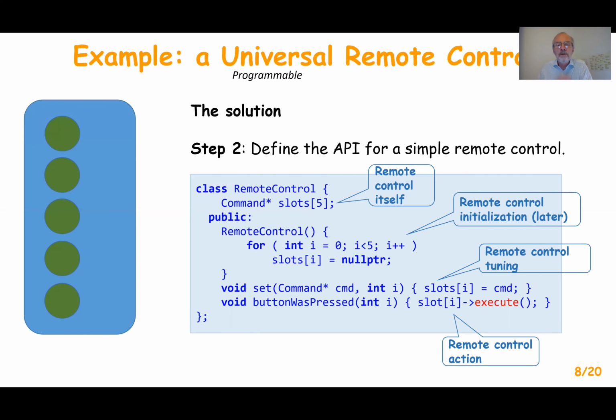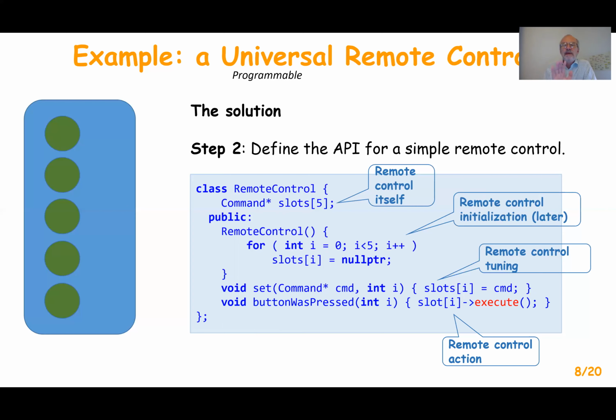And one more function, button was pressed. The idea is that this function, called button was pressed, is invoked when you push a button. It accepts one integer parameter. This means that if I push the button number 0, the function button was pressed with argument of 0 gets invoked. And look at the body of that function. What does it do? It just invokes the execute function from the corresponding command. That's it.